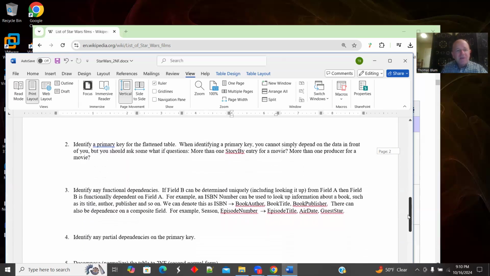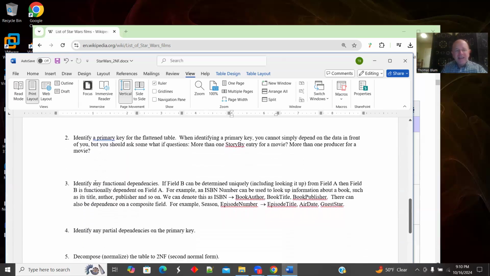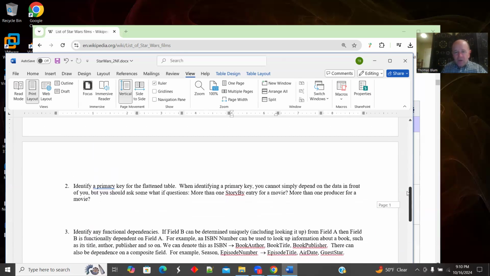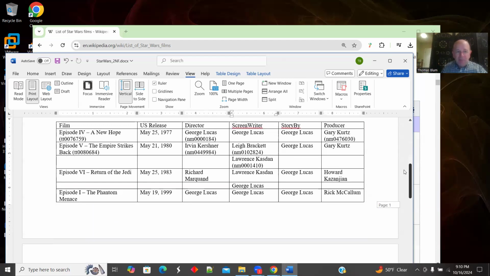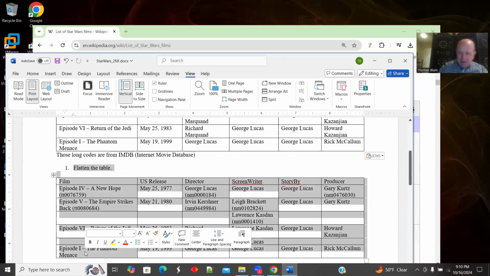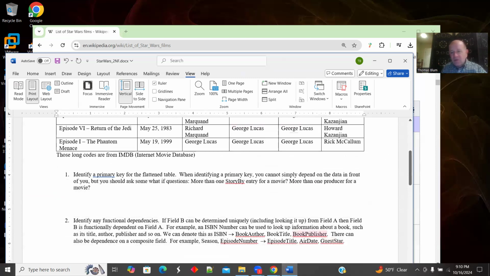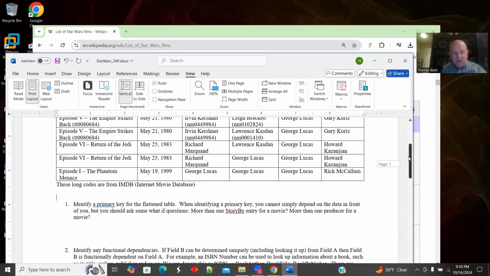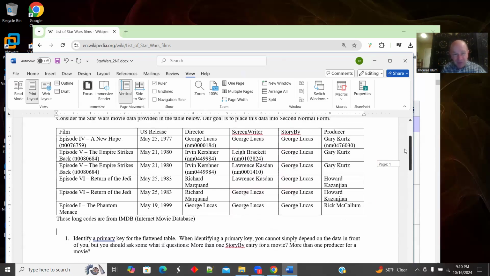Okay. The next thing we want to do is identify a primary key for the flattened table. So now I'm going to eliminate this. And up there is now my flattened table. And now I want to identify the primary key for the flattened table. So a primary key must uniquely identify a row.